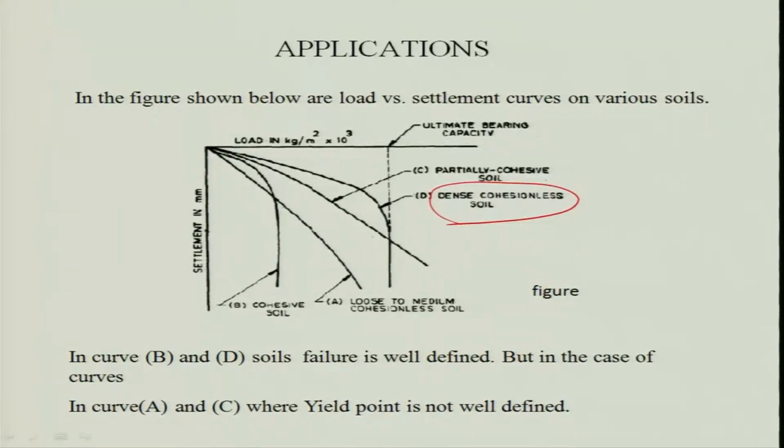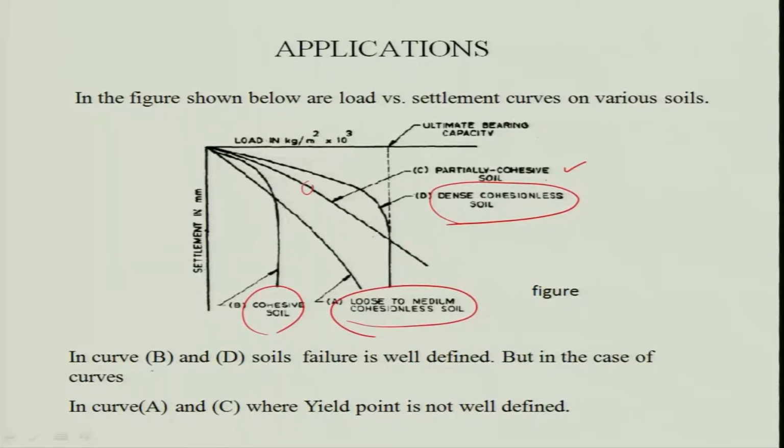Then look at a slightly non-linear curve, then it goes again linear: partially cohesive soil. Another one is, after linear, all of a sudden it becomes asymptotic: it is a cohesive soil. Then there is a straight line: loose to medium dense cohesive soils. Whatever you are getting, load or pressure versus settlement from the plate load test, from these graphs it gives an indication of the possibility of what kind of soils are there.